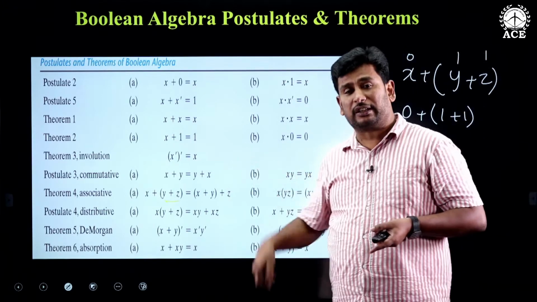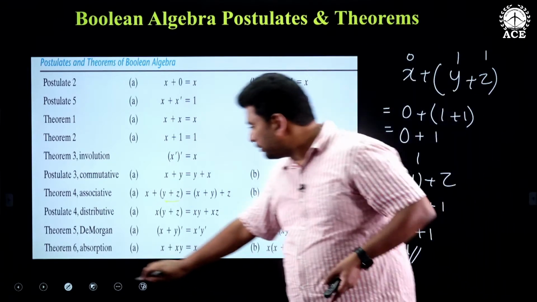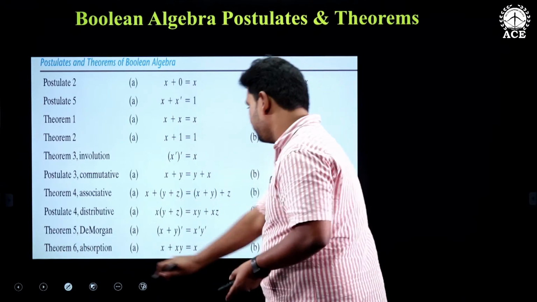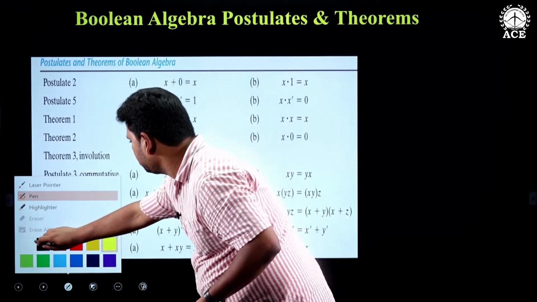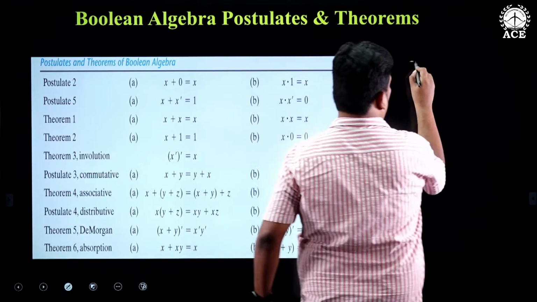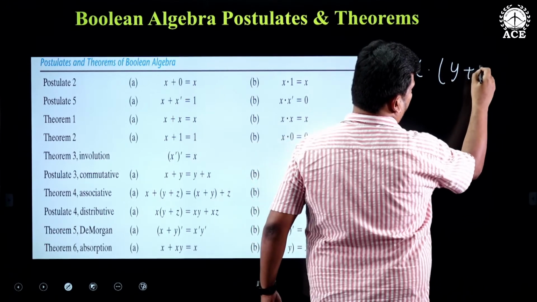Then we have a postulate called the distributive law. This we have discussed earlier in our postulates. What is it mentioning about? So let me just see, what's our postulate? Distributive: x AND with (y OR with z).